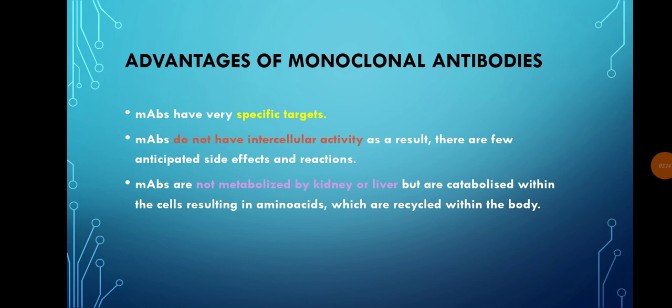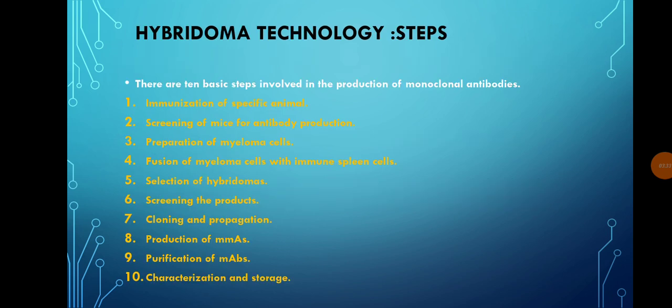Advantages: monoclonal antibodies have a very specific target. Monoclonal antibodies do not have intercellular activity. As a result, there are few anticipated side effects and reactions. Monoclonal antibodies are not metabolized by the kidney or liver but are catabolized within the cells, resulting in amino acids which are recycled within the body.